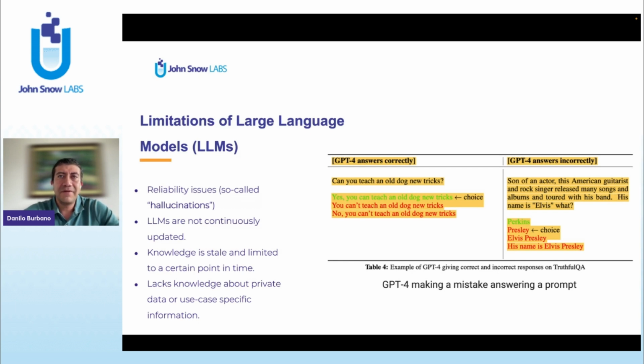LLMs do not have access to proprietary or context-specific data unless explicitly provided during the session, which can limit their applicability in certain specialized or private contexts. As we can see here in this image, on the left, GPT is able to answer correctly. However, on the right, we see that it can also make mistakes. GPT-4 incorrectly selects Presley among other wrong answers, demonstrating a reliability issue. So it's important to be aware of these limitations when using LLMs, ensuring users validate and cross-check the information provided by these models.